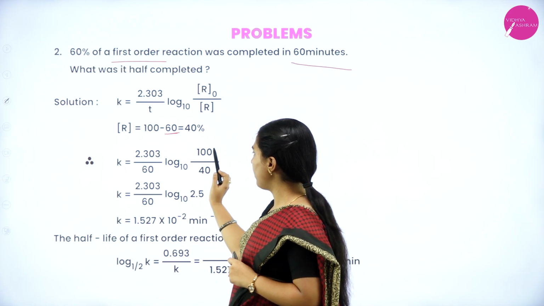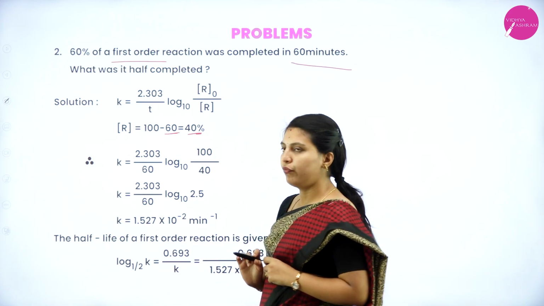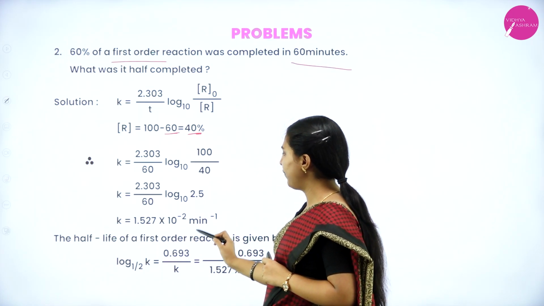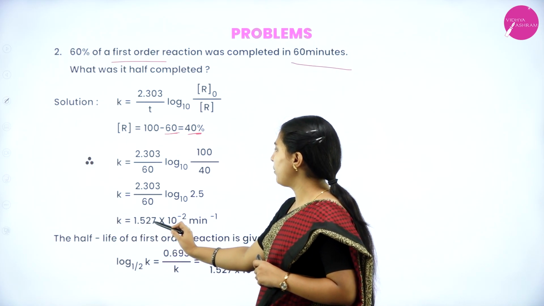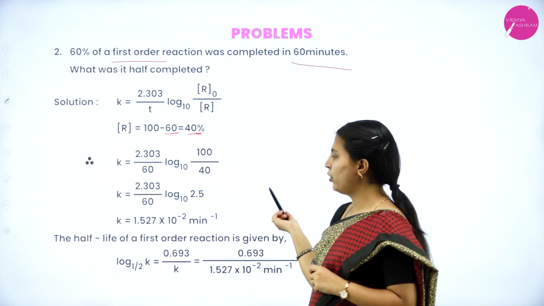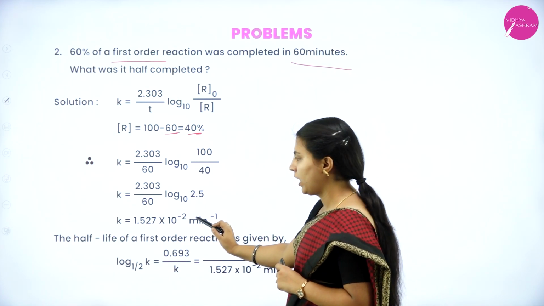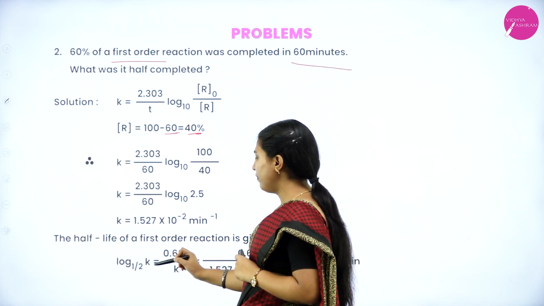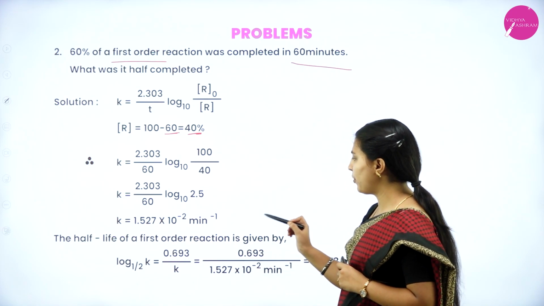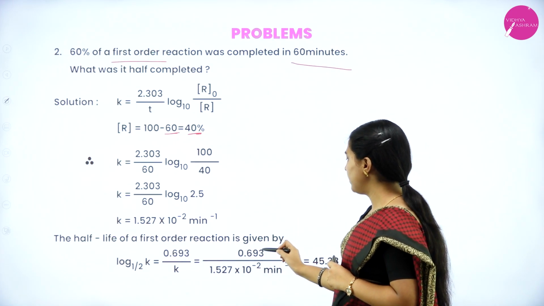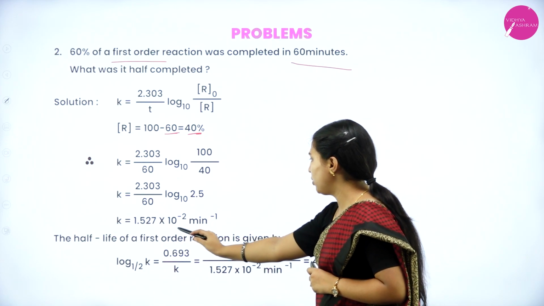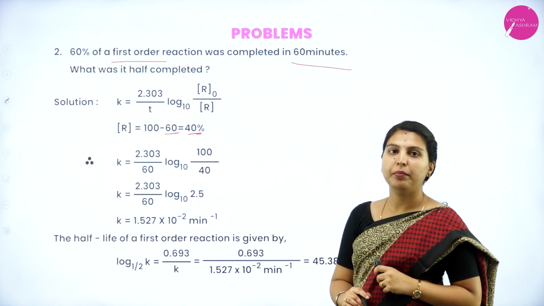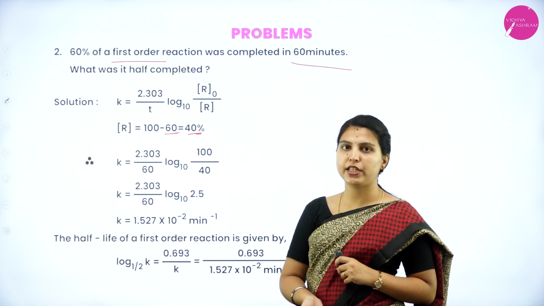K equals 2.303 by 60 into log 10 of 100 by 40. This was the final. And 100 by 40, how much? 2.5. And K equals 1.527 into 10 to the power of minus 2 per minute. This is about K. But we have to find out the half life of a first order reaction. So t half equals 0.693 by K. So 0.693 divided by 1.527 into 10 to the power of minus 2 per minute will become 45.38 minutes.